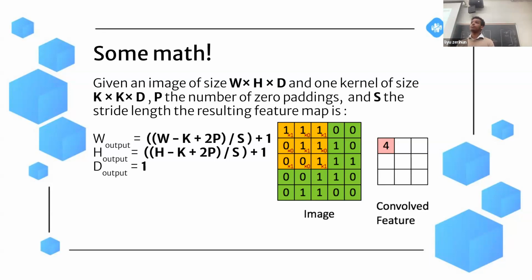Are we manually setting the numbers in the kernel? Like the one on the slide that says one, zero. Are these numbers manually set, or do we just say these numbers right here?